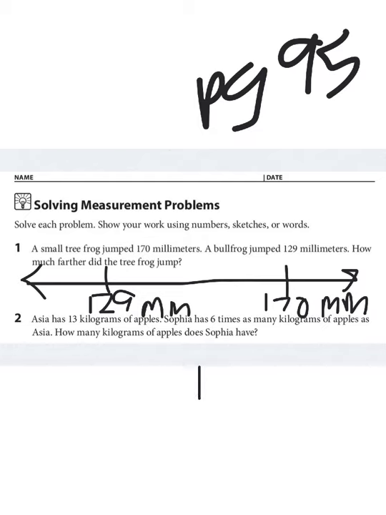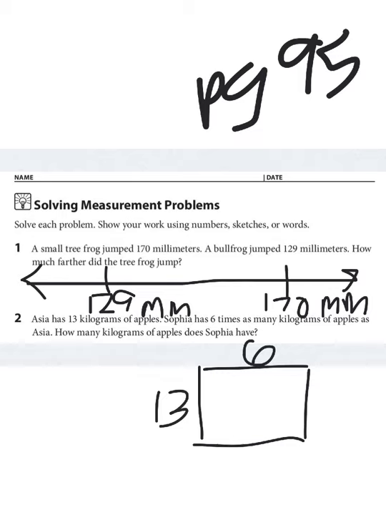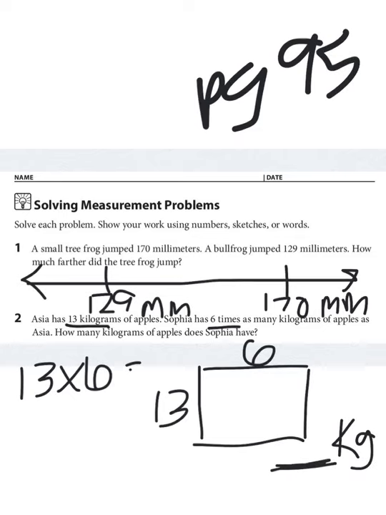All right, for this one, I want to see an area model. And we are figuring out how many kilograms of apples Sophia has. So it says Asia has 13 and Sophia has 6 times as many. That means we are multiplying to figure this out. Don't forget the unit in your answers. So your answer is going to be a certain amount of kilograms.